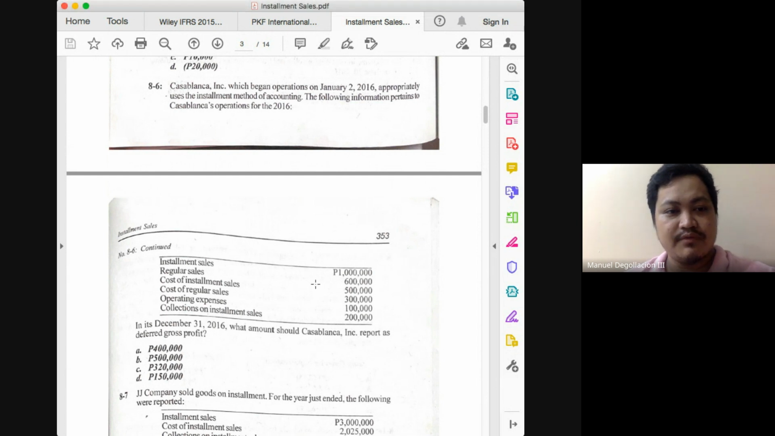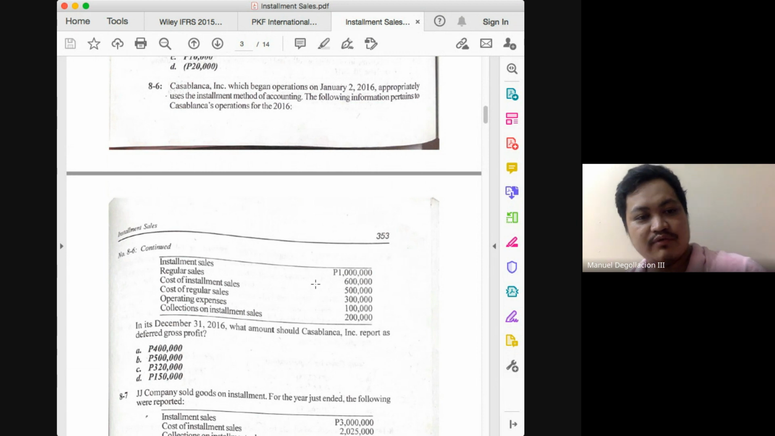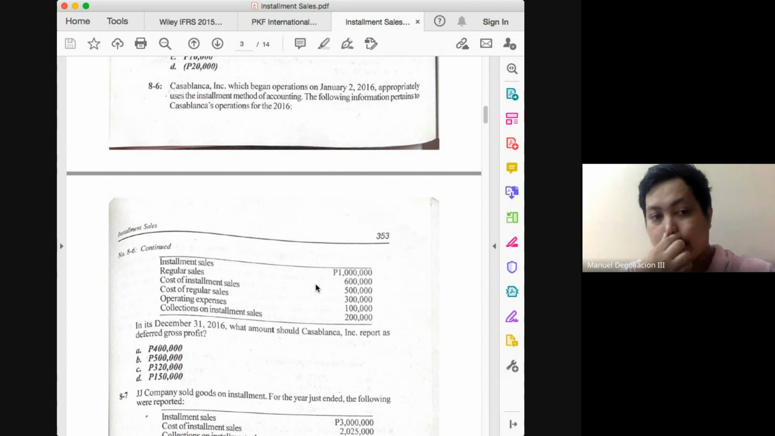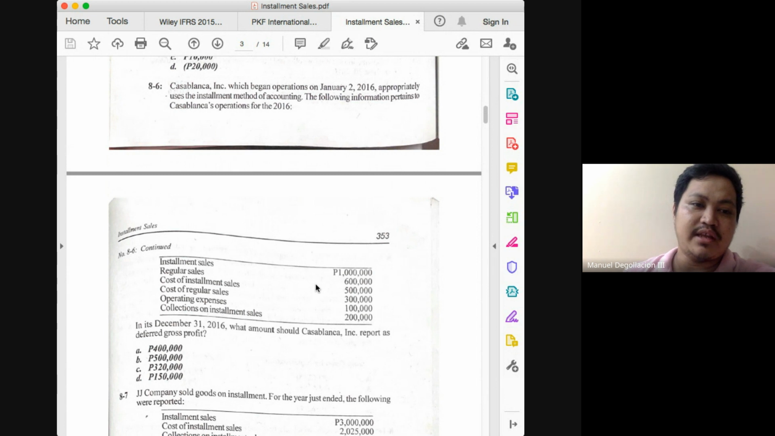And if you will be asked for your RGP for the year, you will just have to multiply your collections on installment sales of 200,000 by 50%, and then you would get 100,000. Okay, if you will be asked to solve for the net income of the entity: regular sales of 600, cost of regular sales of 300,000. So gross profit on regular sales is 300. You add the realized gross profit of 100, you will have 400,000. And then you deduct operating expenses of 100,000. The net income in this problem would be 300,000.